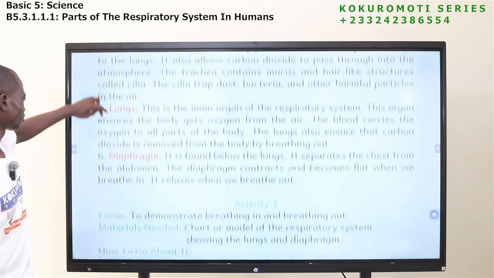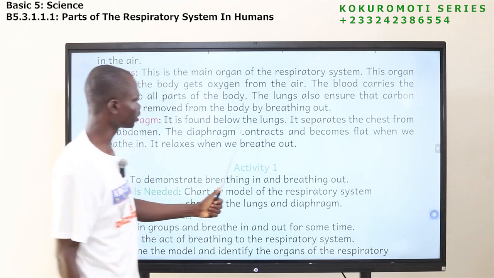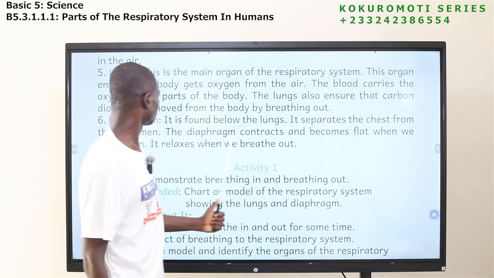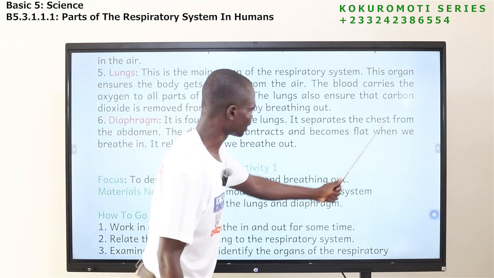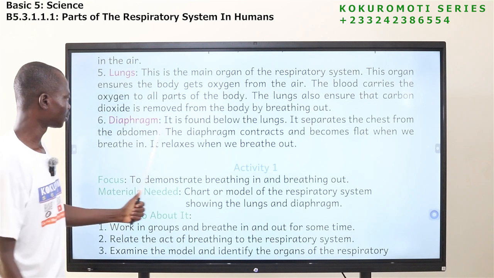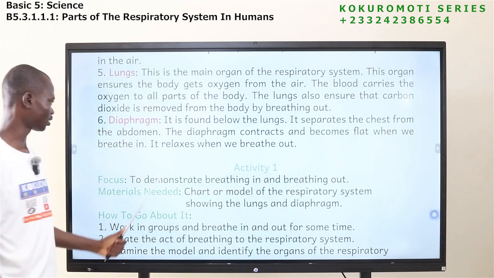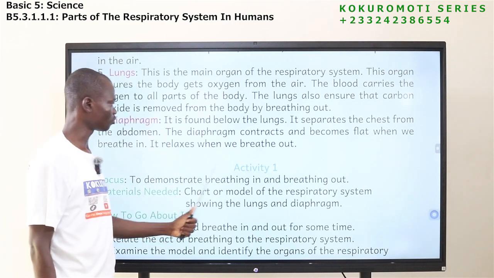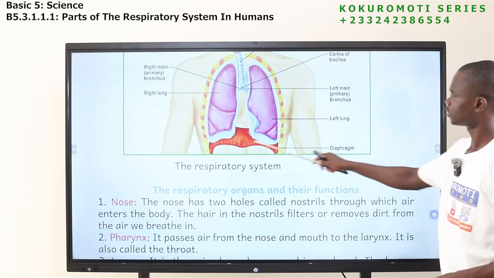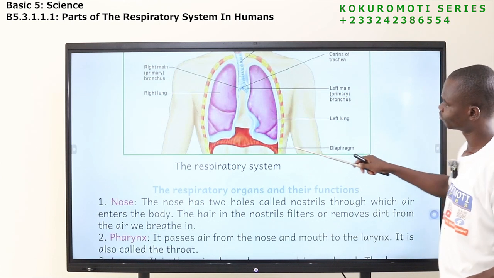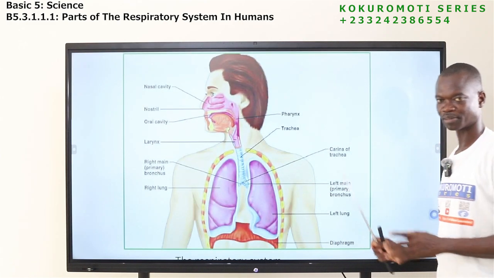Okay. We have the diaphragm. It is found below the lungs. It separates the chest from the abdomen. The diaphragm contracts and becomes flat when we breathe in. It relaxes when we breathe out. So this is the diaphragm. So these are the parts of the respiratory system.